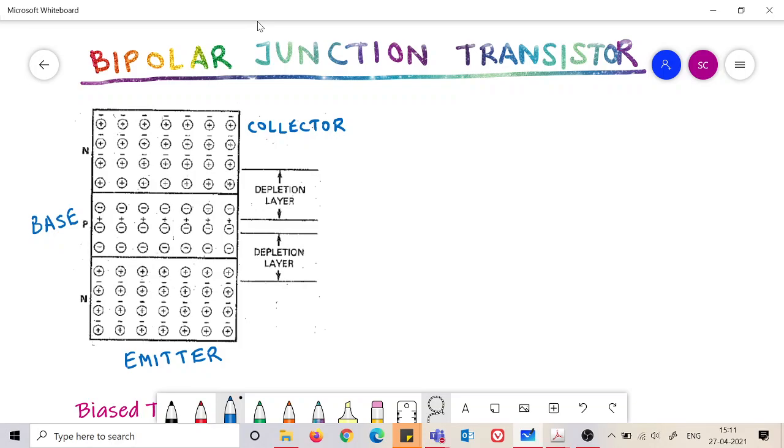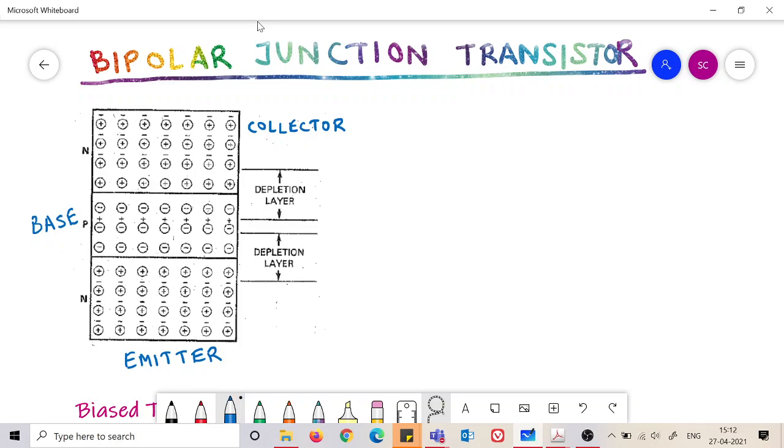The emitter is doped with high density majority carriers. So this crystal has high density of majority carriers. Base is having low density of majority carriers. Also, it is very thin in nature, very thin. This is a very exaggerated thickness that you are seeing here. The base is very thin. And then the collector. The collector is moderately doped and it is the thickest part. So its width is the most.